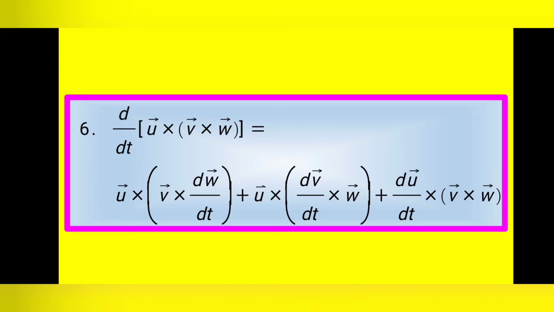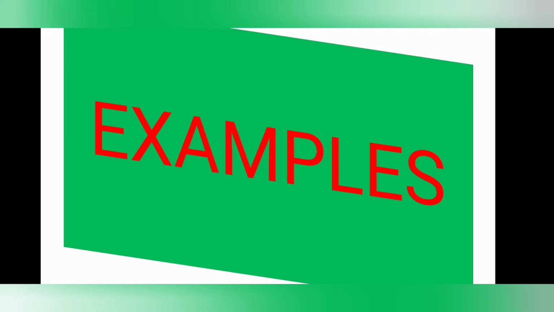Number 6, d/dt of u × (v × w) is equal to u × (v × dw/dt) + u × (dv/dt × w) + du/dt × (v × w). Now we are going to solve a few examples that will involve applying these rules.